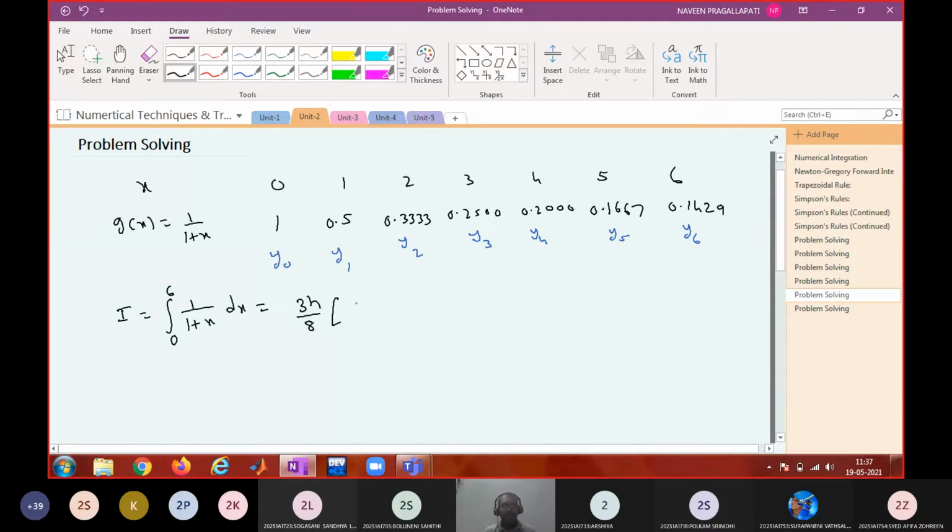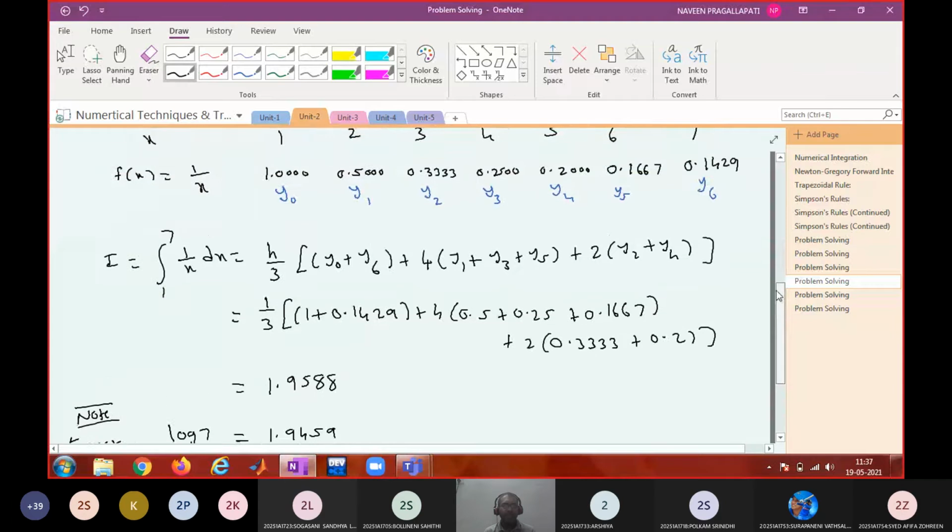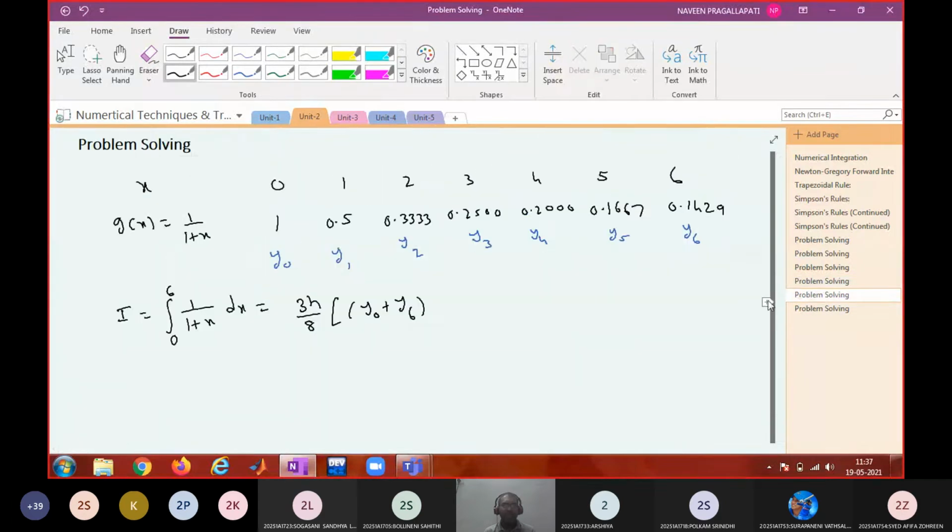Can you tell me that formula? y0 plus y6, plus 3 times y1 plus y2, y4 plus y5, plus 2 times y3. That's it, y6 is already written. Now substitute the values and simplify.